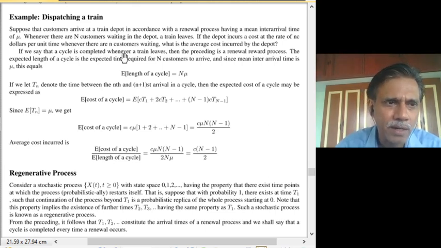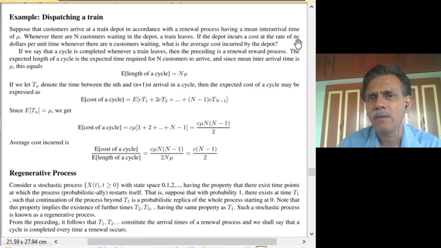Let us assume that it is C per customer. So when there are n customers, the rate is nC. This is the rate at which you will be spending when there are n customers in the depot, at the rate of C rupees or dollars per customer. So nC is the rate at which you will be spending on the customers to entertain them while they are waiting for the train to leave.